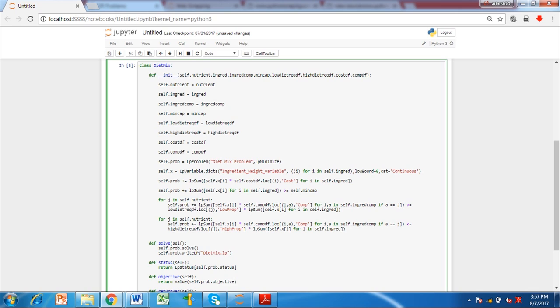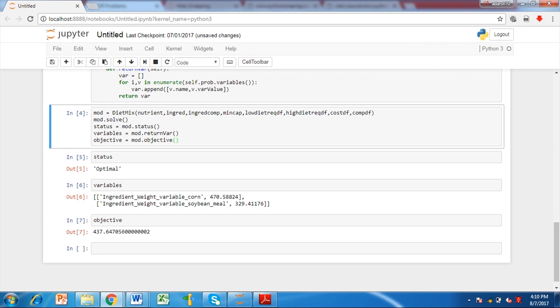The formulated problem is then invoked for solving with the solve method. Please note we also write a .lp file, which is a good way of checking accuracy of the model with data. Along with it we get the status, objective value and variables value for the problem. The formulated model is solved by invoking the solver.